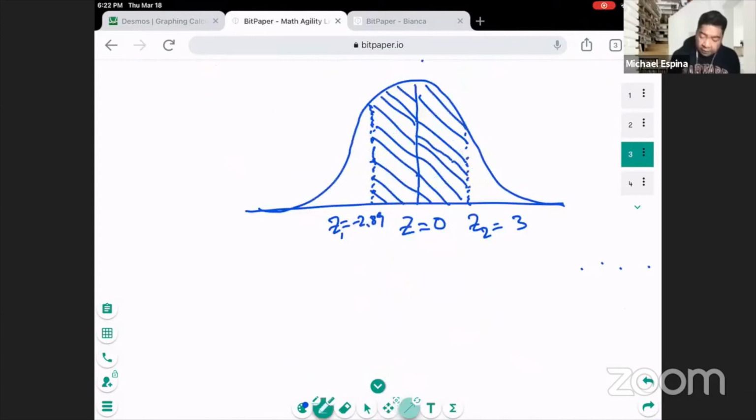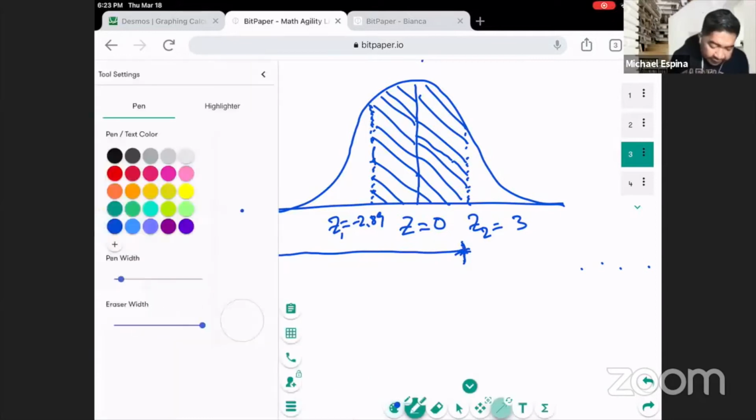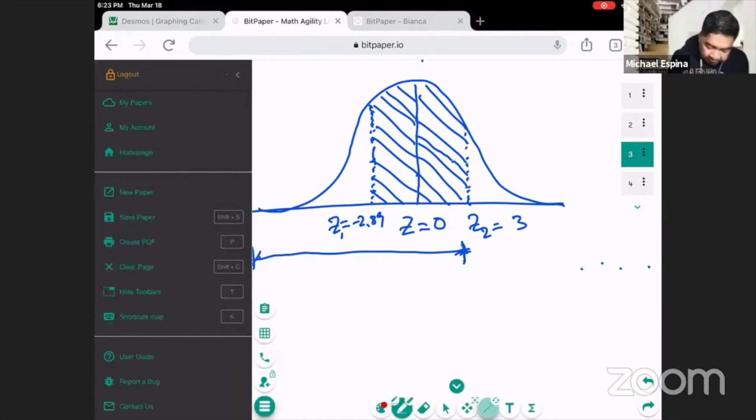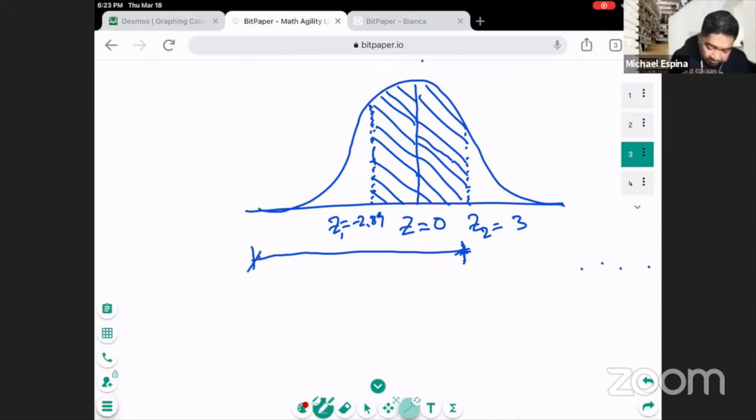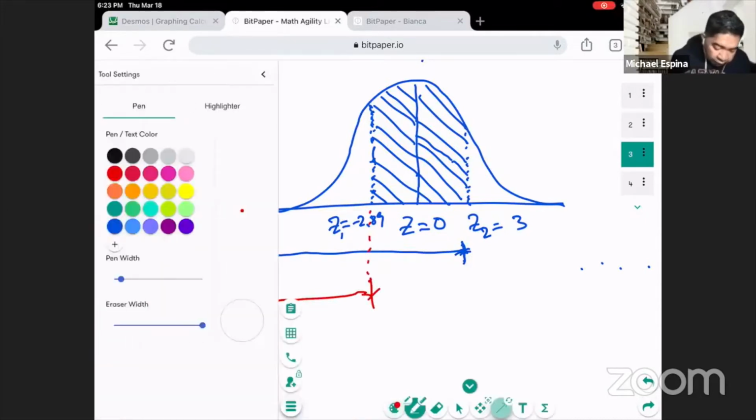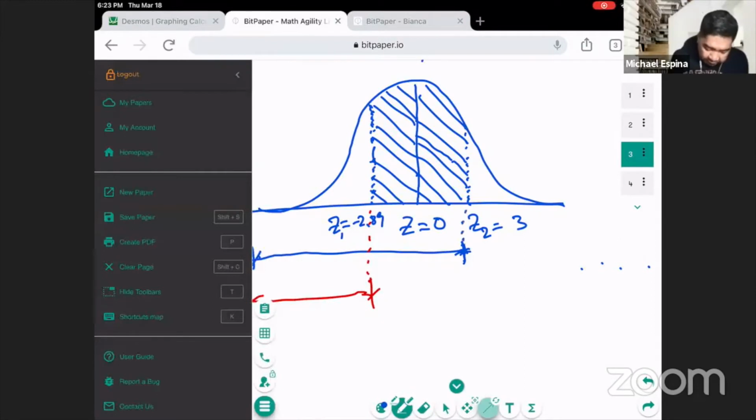If you look at the table, it's a cumulative value. Meaning from here, we will get a value up to here for Z2, all the areas starting from here up to this end. And then the second value, which is Z1, would be all the values from here up to this value here.